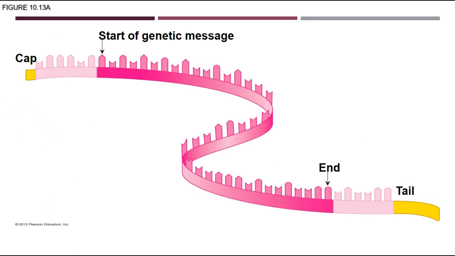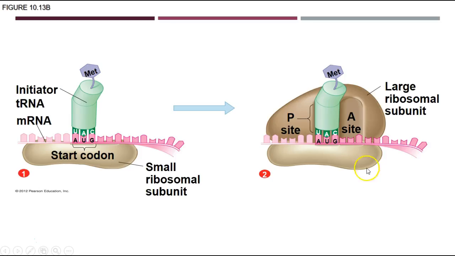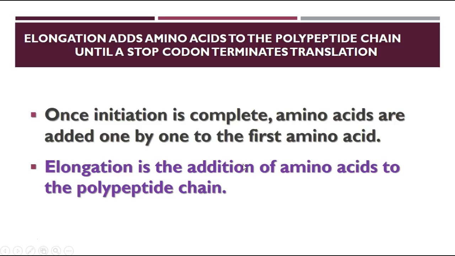And so here's the start of our genetic message. This is our AUG, okay, and there's the end, and there's our cap and our tail. And then here we have the start codon getting into place with this methionine attached, the large subunit coming into place, and there's methionine in the position on the P site as the ribosome is put together.